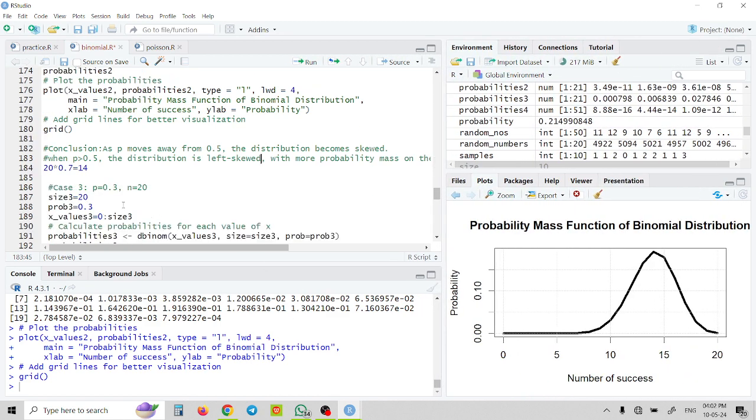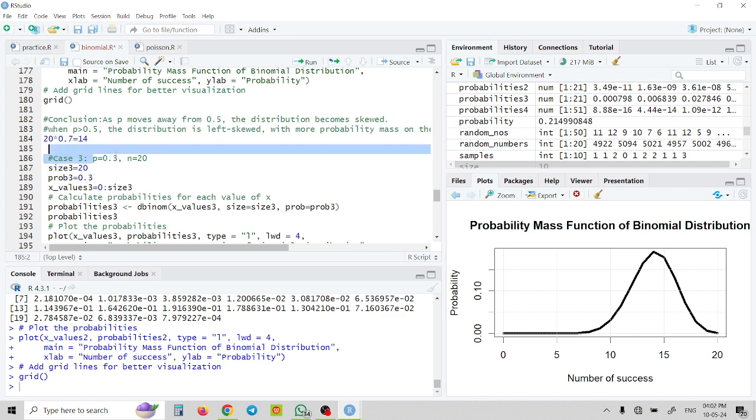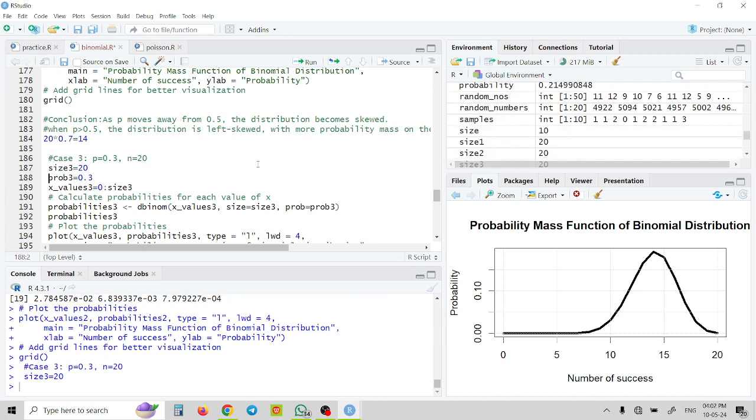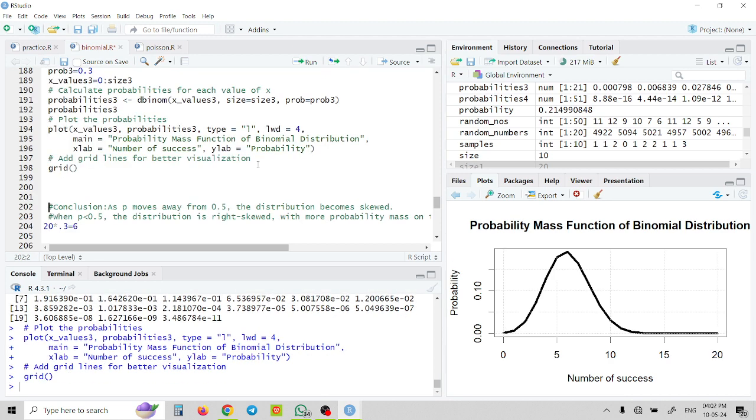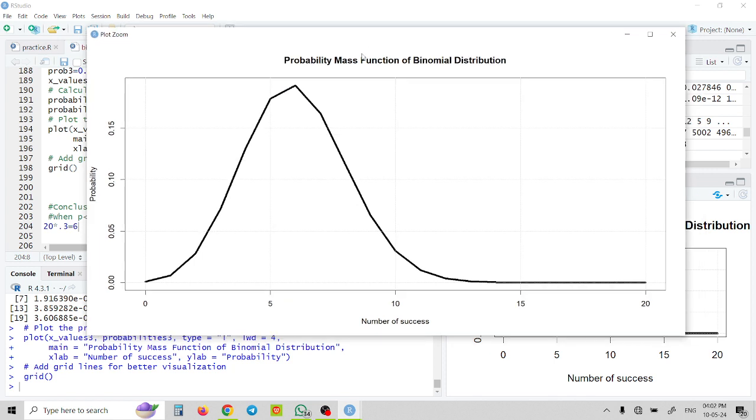Now let us take the third case. Here we are taking p, the probability of success, less than 0.5, and the number of trials 20. Let us do the same thing and see how the plot looks. Here n is 20, p is 0.3, the mean is going to be 6. Now let us have a look at the diagram.